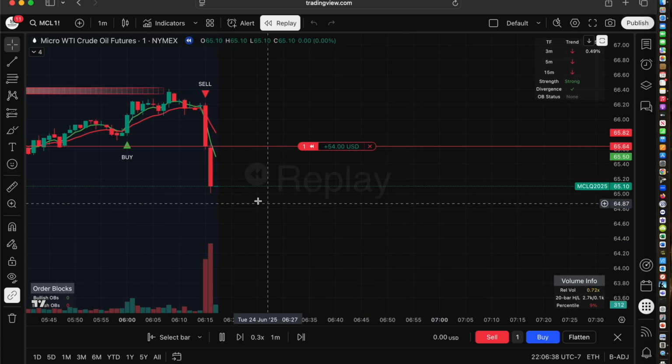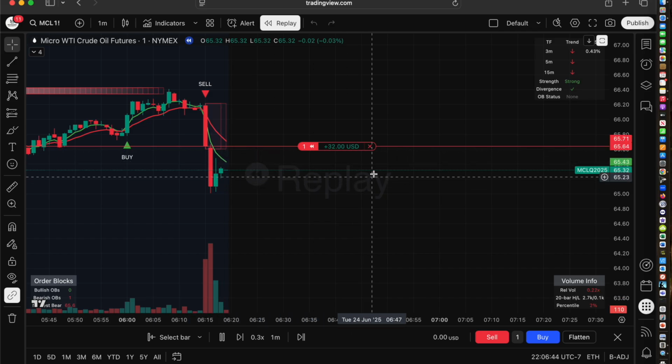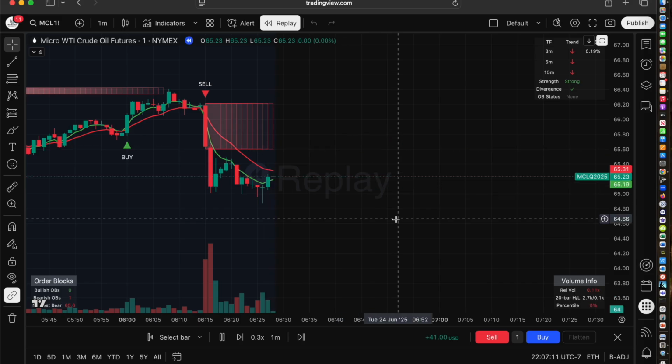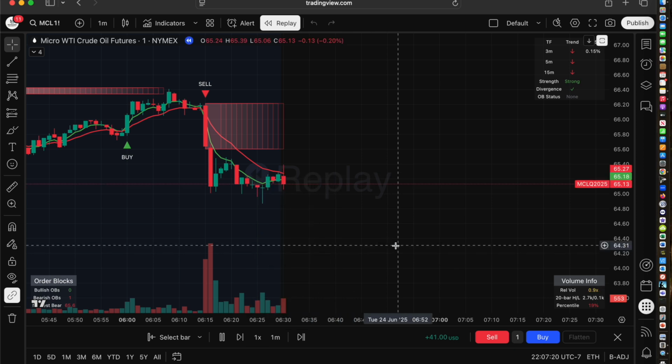Normally I would exit when it crosses above my fast EMA, which is that green line. Right there. So close that because it crossed. So that's $41. All right, so let's speed this up a little bit and let's look for the next opportunity.